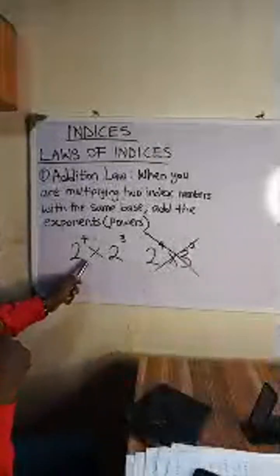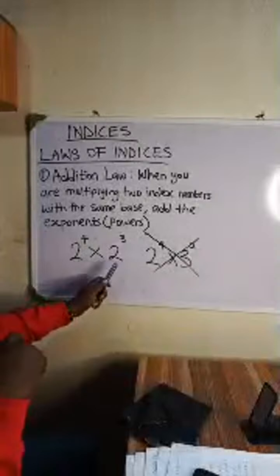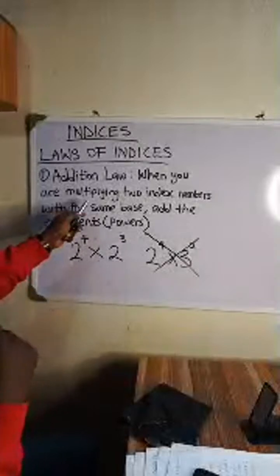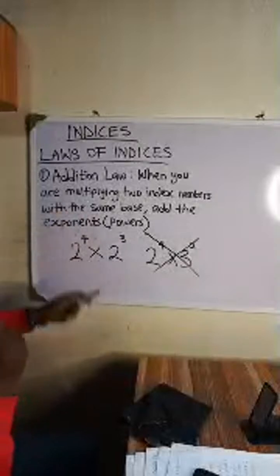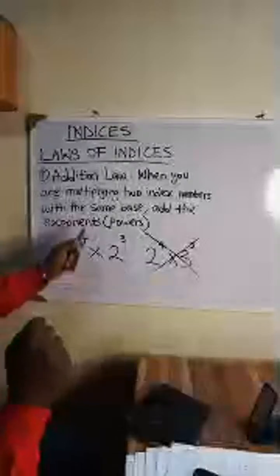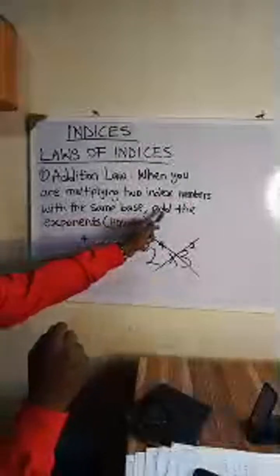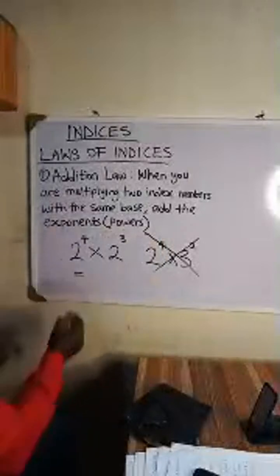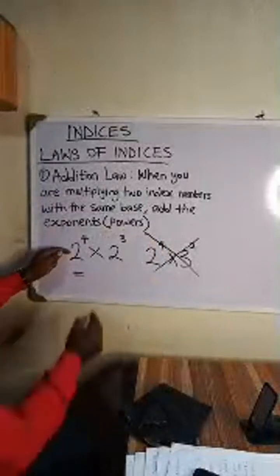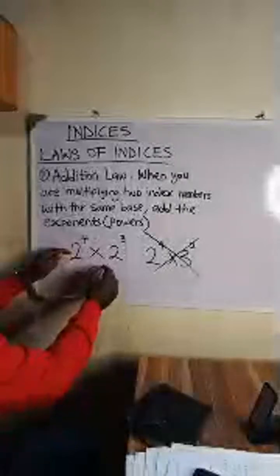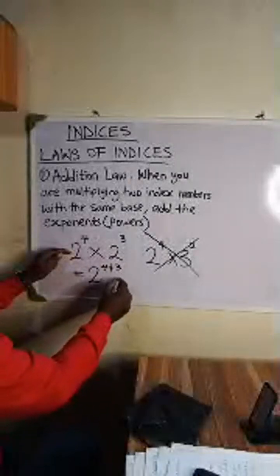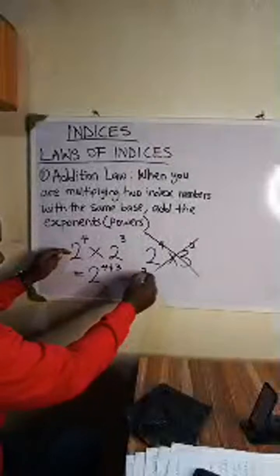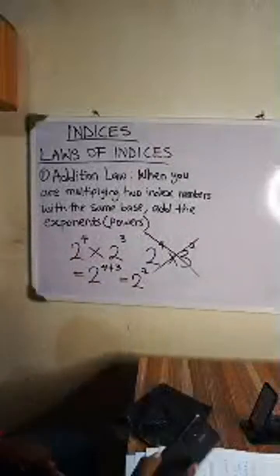But over here, we can see that the bases are the same. Therefore, we can follow this rule. This rule states that when you are multiplying two index numbers with the same base, simply add the exponent. So you pick one of the two bases, and then you do 4 plus 3. And that will give you 2 to the power of 7, as Angela said.